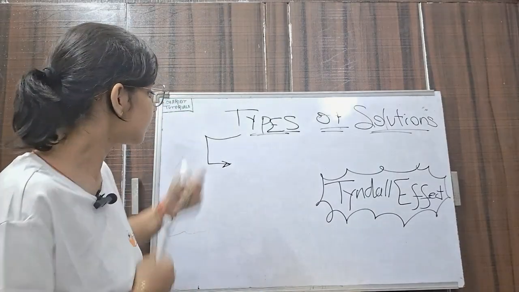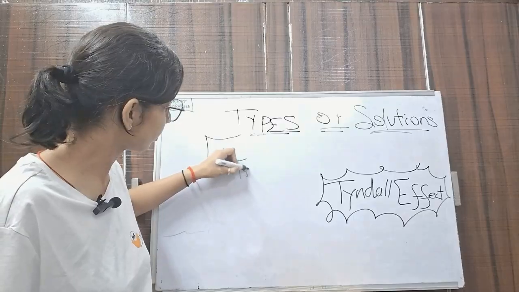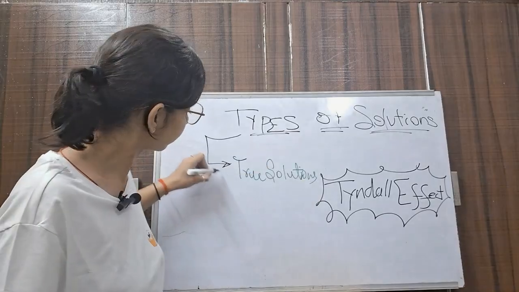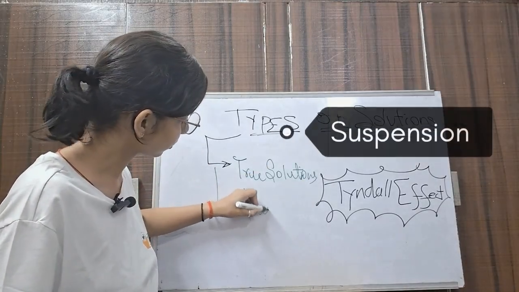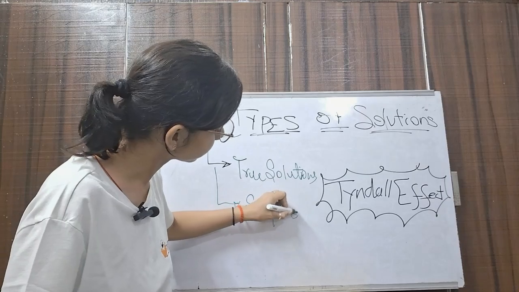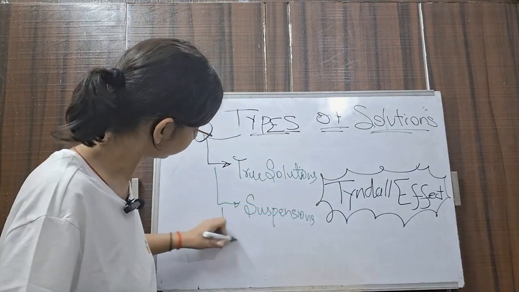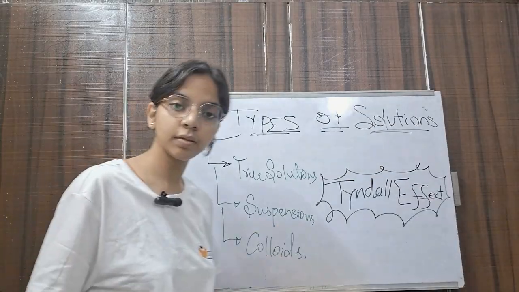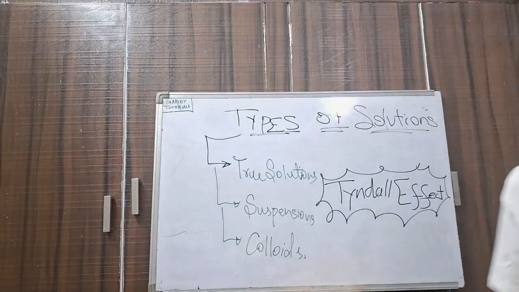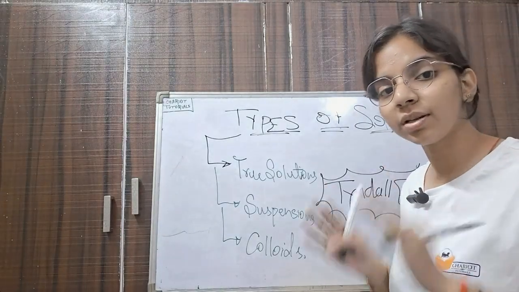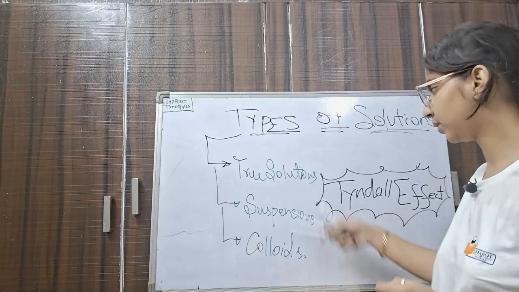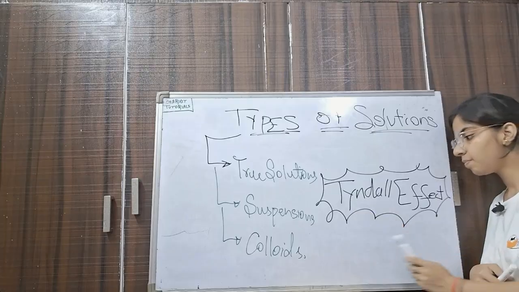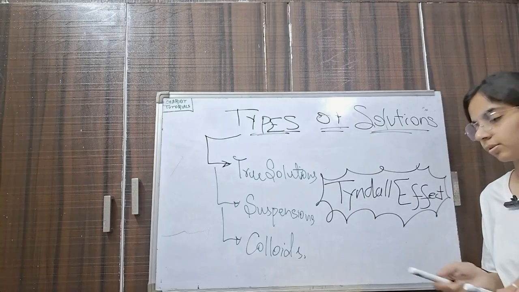That is, first is our true solutions. Second is suspension. Third is colloids. So these three types of solution we are going to study. We will also see the characteristic features of these through experiments and full illustration. I will make you understand these three types of solutions, and after these, we will study a very important and basic phenomenon of these types of solutions, that is Tyndall Effect.